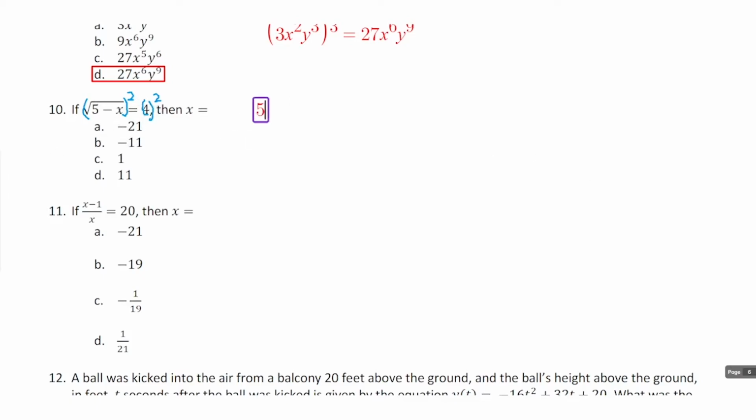it. After you square both sides, you get 5 minus x equals 16. Then you could subtract 5 from both sides, leaving you with negative x equals 11. And then divide both sides by negative 1 to get x equals negative 11. Again, you could just plug in these answer choices and plug in negative 11 here. You'll see that it works. So don't forget about that strategy.